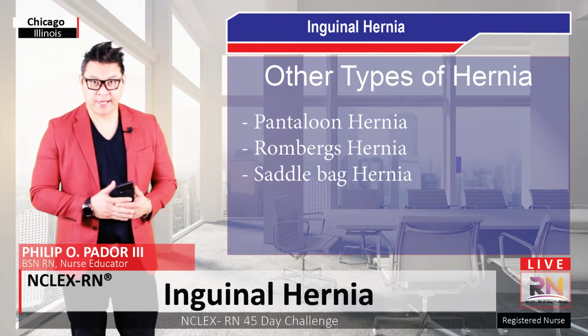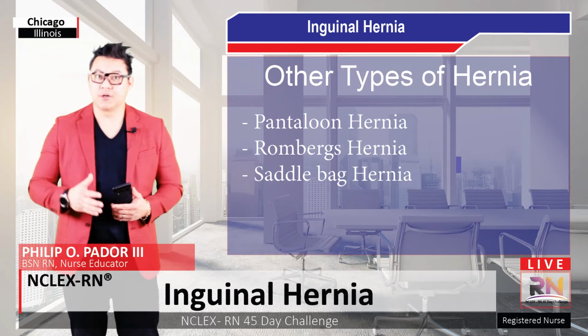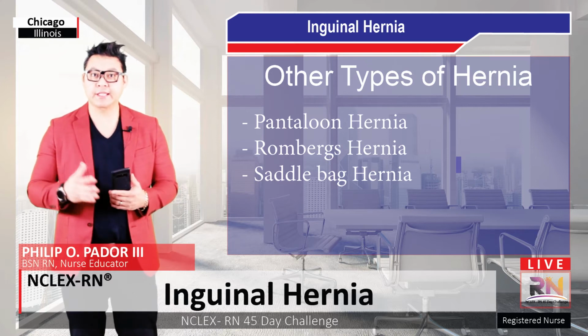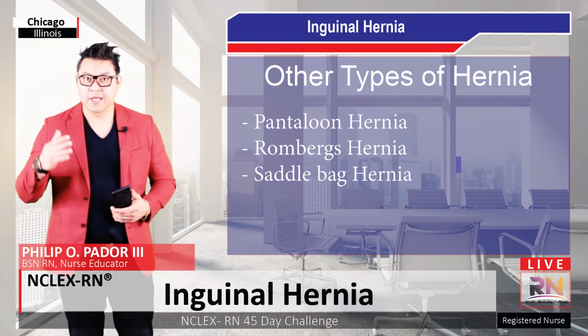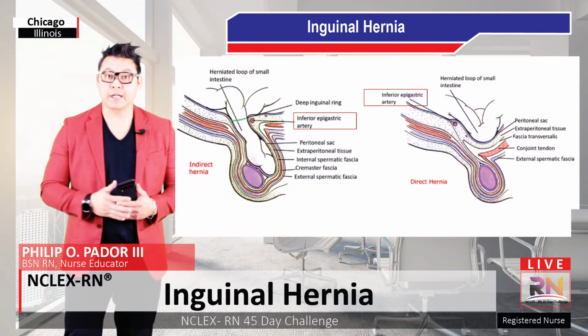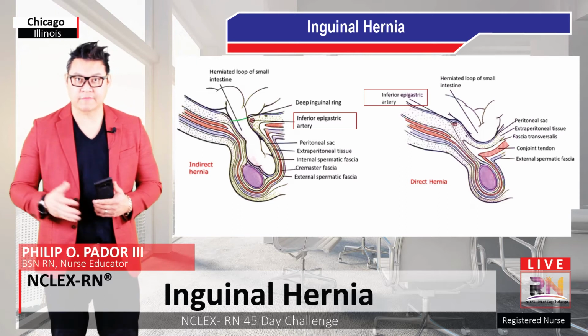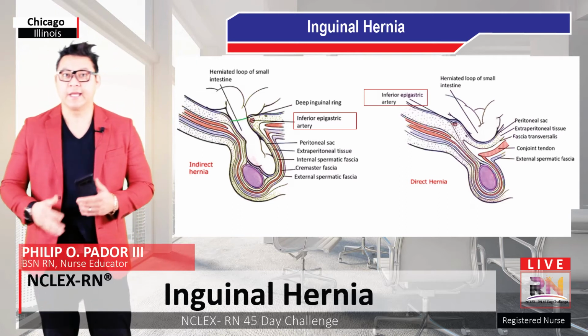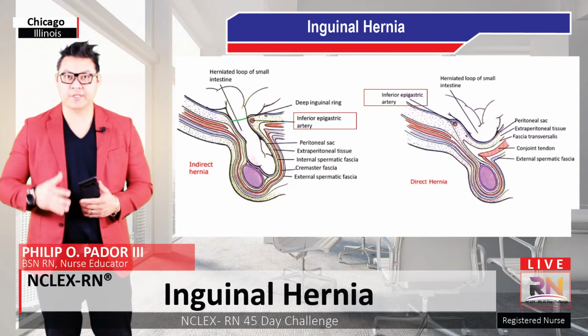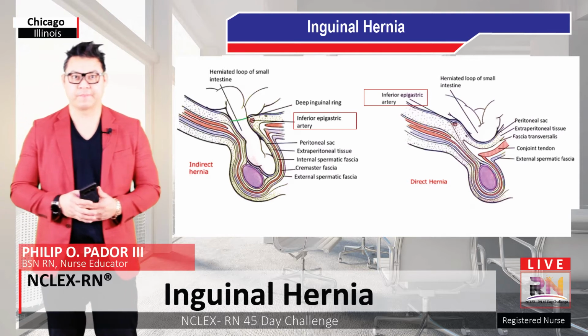A pantaloon hernia, dual hernia, or Romberg hernia, a saddlebag hernia, is defined as ipsilateral, concurrent, direct and indirect inguinal hernias. Hernial sacs are present on both sides of the inferior epigastric vessels and separated by the posterior wall of the inguinal canal brought down by the direct hernia.